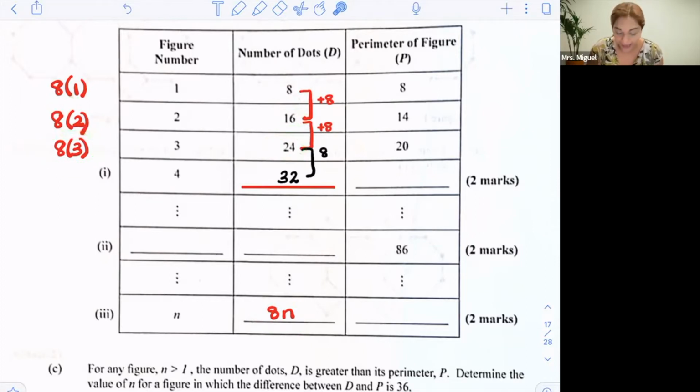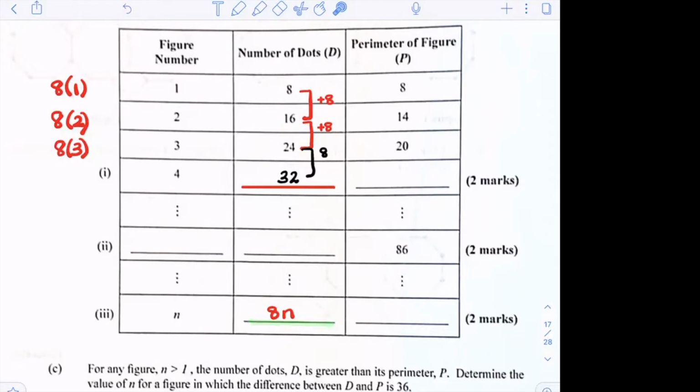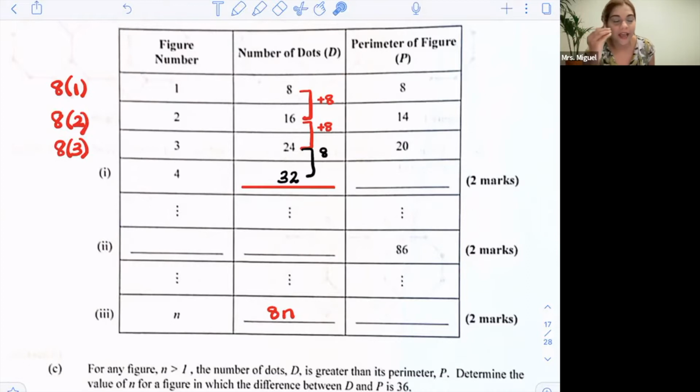So here I have secured another mark. I am up to 4 marks in this question because I have a formula for n. So if the figure was 25, the number of dots will be 8 by 25. And how do I know I'm correct? By substituting the figures into the formula. So the answer here is 8n. I have 2 from the previous one, 1 mark here and 1 mark. So I'm up to 4 marks.